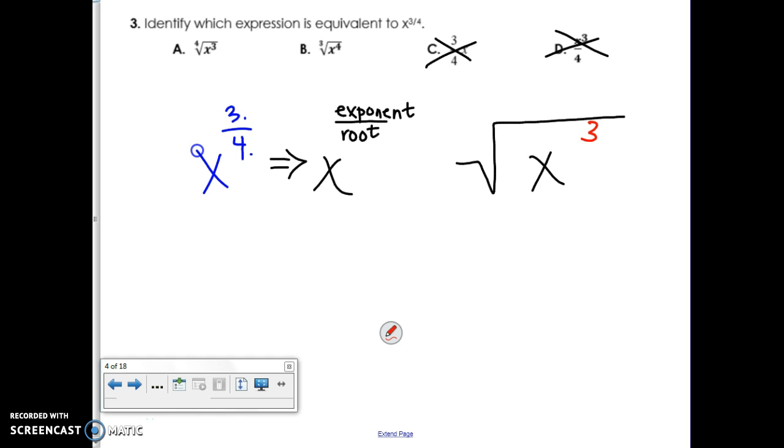So if you look up at the possible answers, it might give you a little bit of a hint of where this number is supposed to go. The root always goes out here, and we said it's a 4th root, so the 4 goes out there. Be very, very careful when you go back to look at your answers, because you can notice that A and B are very similar. So I'm taking the 4th root of x to the 3rd, which is A.